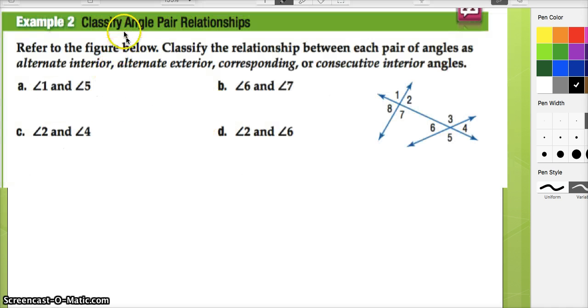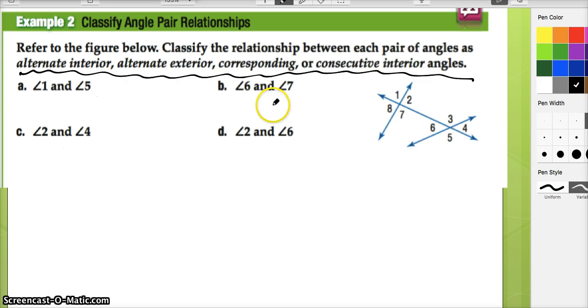In example 2, we're asked to classify each angle pair based on the information that we talked about before. Remember, these 2 lines are cut by another line, so this is 2 lines cut by a transversal. So we've got interior, exterior, and so we're going to classify these pairs of angles by these words here. So if I look at angle 1 and angle 5, I see that they're on the outside and they're on alternate sides of the transversal. These are obviously alternate exterior angles. I'll abbreviate it like this: alternate exterior angles.